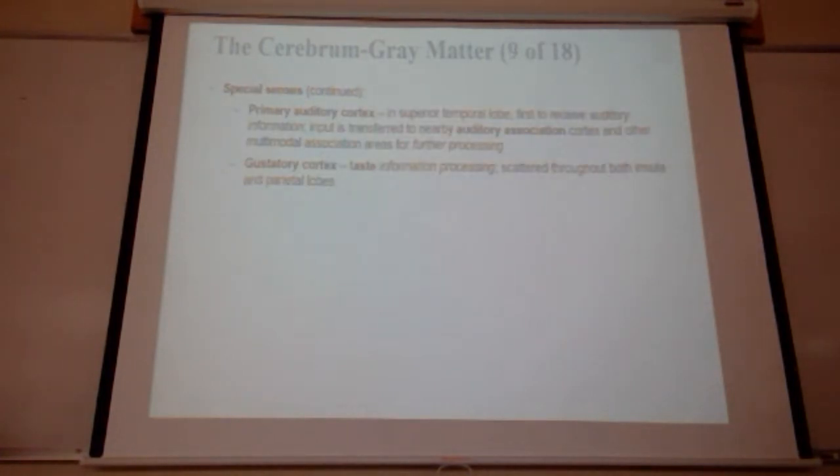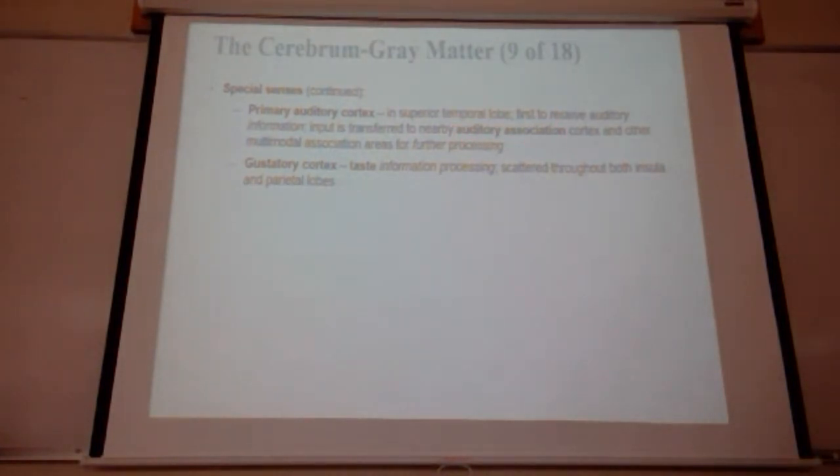The primary auditory cortex is in the superior temporal lobe of the brain, the first to receive auditory information. Again, this is the hearing. Input is transferred to the auditory association cortex. So with the primary auditory, we hear the sound. With the auditory association area, we recognize that sound as music, someone yelling. We recognize it as a trumpet or a clarinet. We recognize it as a siren or a bell. So we hear the sound here, we interpret the sound here.